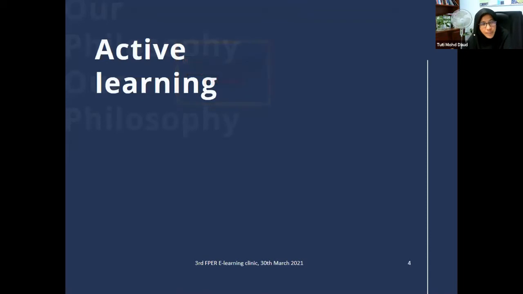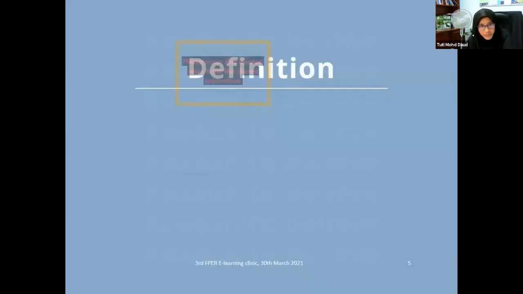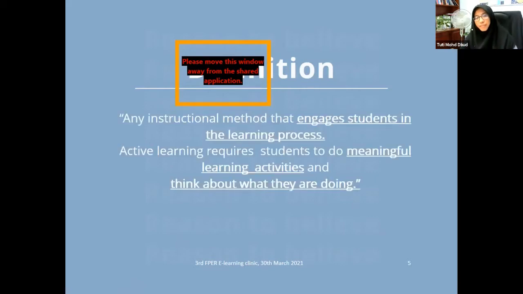Okay, so first a bit about active learning. And a revision about definition. It is important here because it's part of the UKM philosophy. So in terms of the definition, what does it mean? It's an instructional method that engages students in learning process. Active learning requires students to do meaningful learning activities and think about what they are doing. So it's engaging, it's meaningful learning activities, and when they learn, they think about what they are doing.